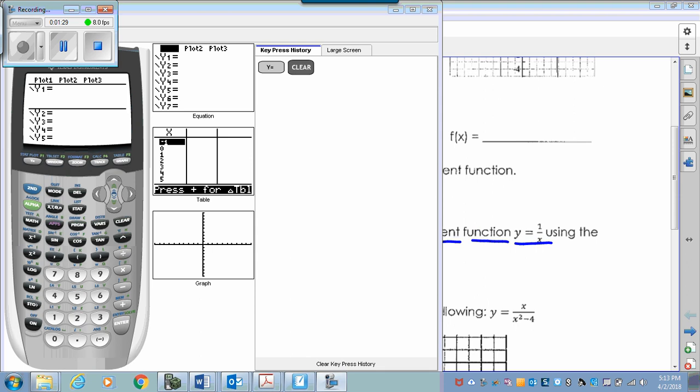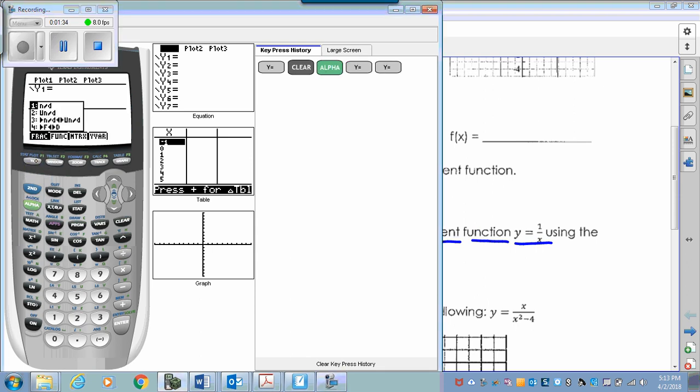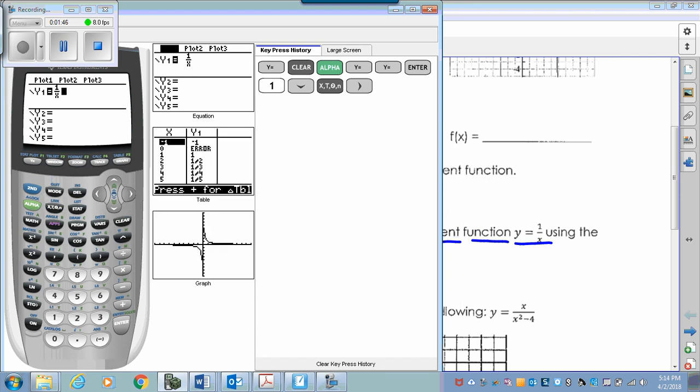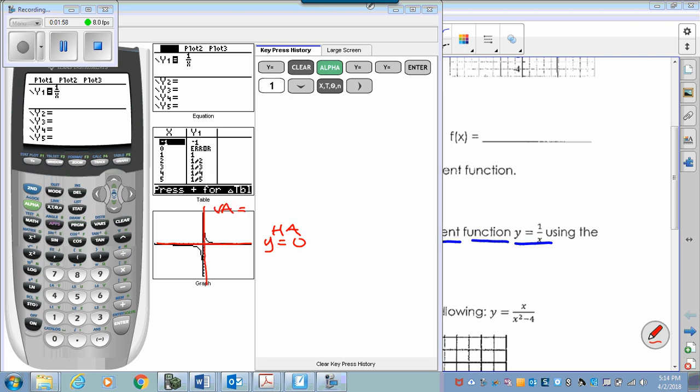Okay, so here I am, I've got y equals, I'm going to put in my parent function, it's a fraction, so I'm going to go alpha y equals, enter. I have 1 in my numerator, 1 over x. That's my parent function, all right? It's the simplest version of this function, nothing else happening. And notice here's the graph of it. My horizontal asymptote is 0, and my vertical asymptote is x equals 0.